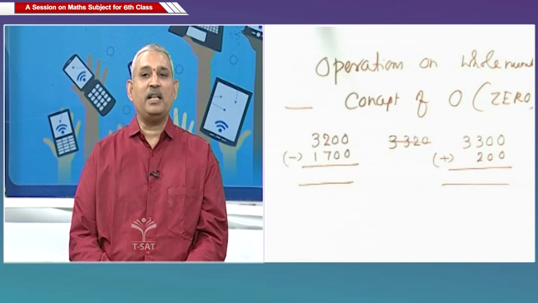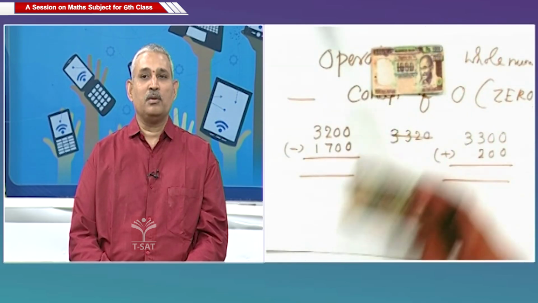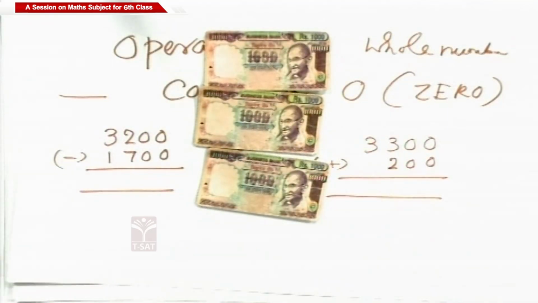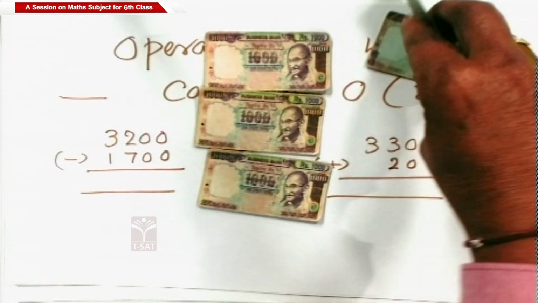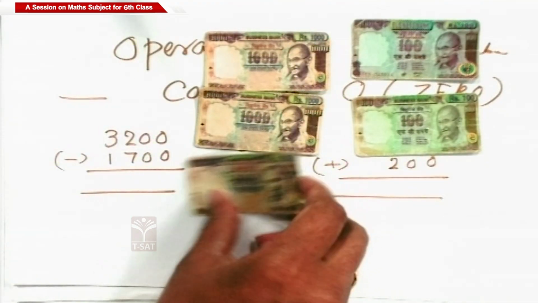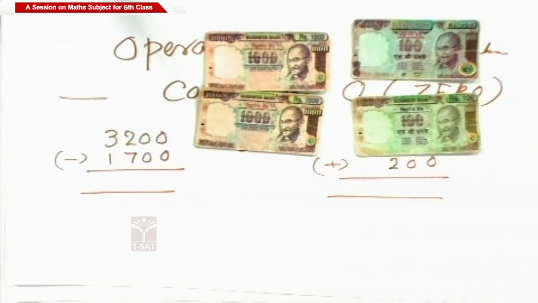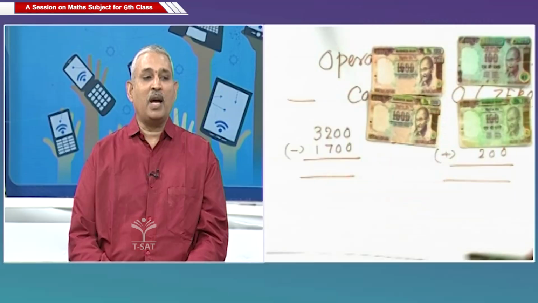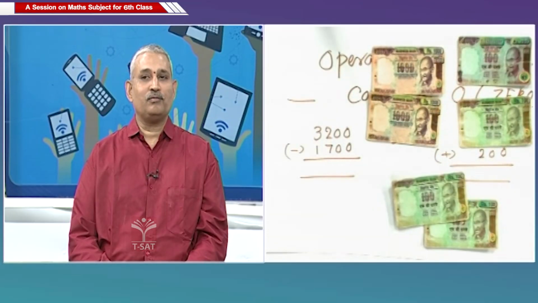First let us take 3,000 notes: 1, 2, 3. Now 200 notes. Now how much do I have to give? First I have to give 700s. But I have only 200s. So what to do? A 1,000 note is to be given to the bank, or we have to convert it to hundreds. So 1,000 means 10 hundreds we get. So those hundreds will come. 2, 3.